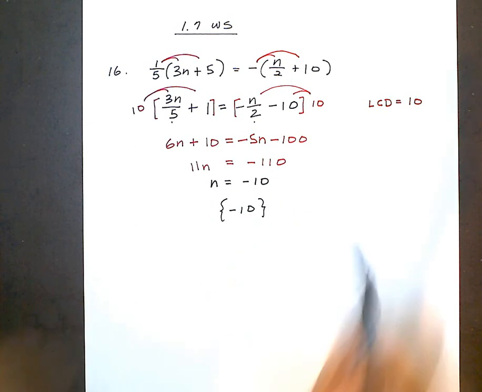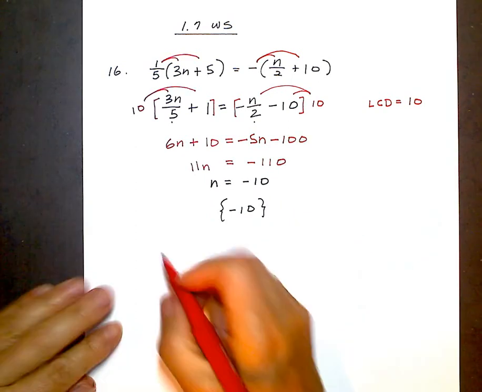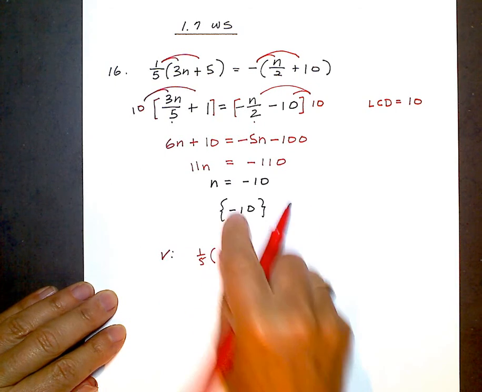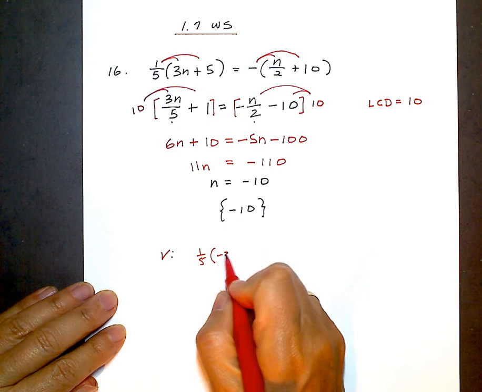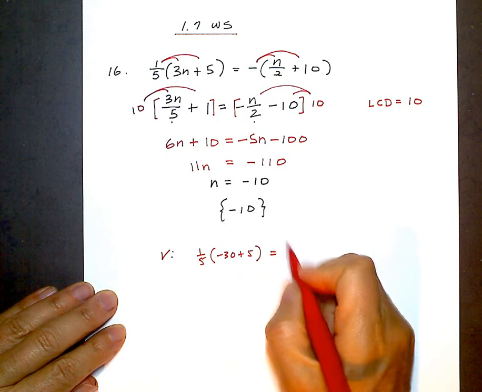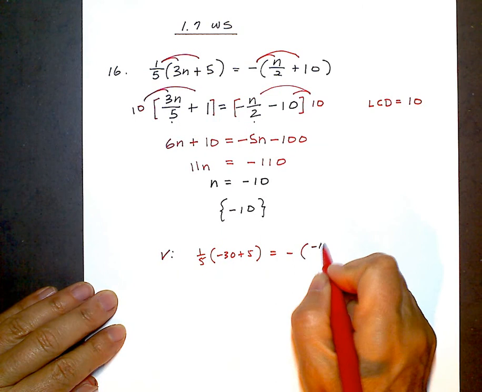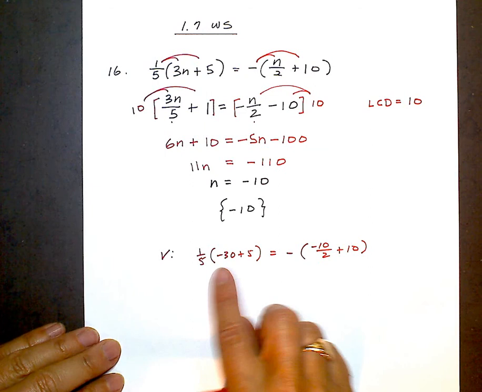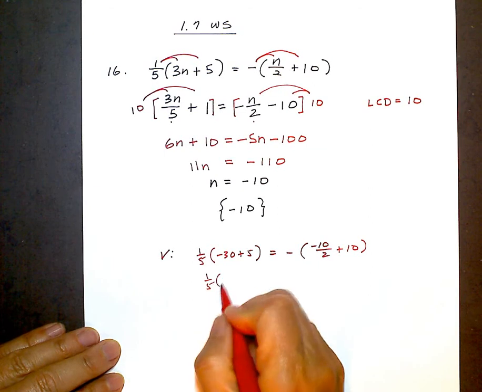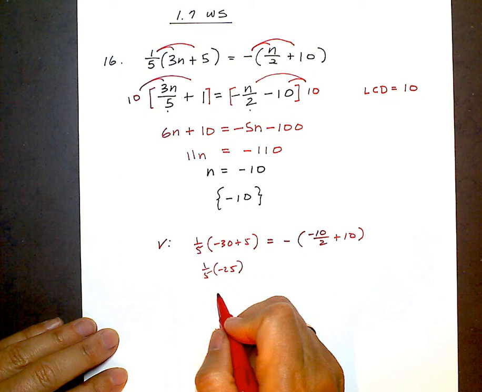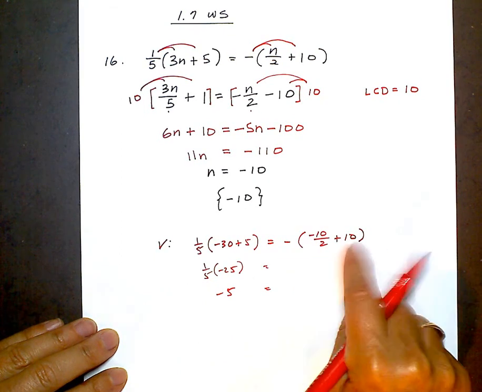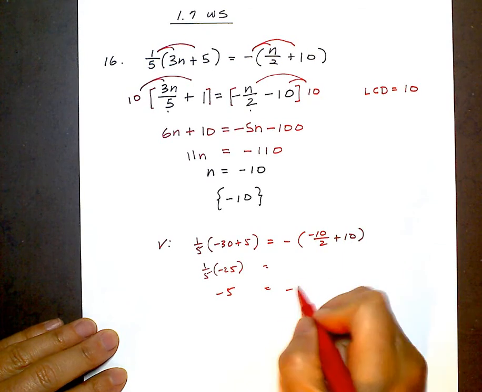So if I check that, 1/5 times, so 3 times negative 10 would be negative 30, plus 5 is equal to the opposite of negative 10 over 2 plus 10. So we get 1/5 of negative 25 on the left, which is negative 5. And here I'll get negative 5 plus 10 is 5, so negative 5. So it works.